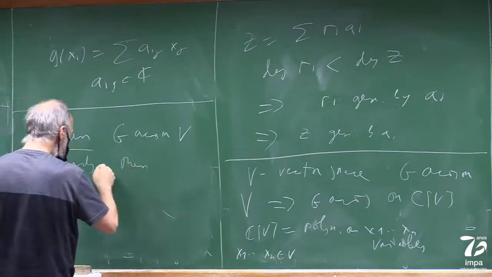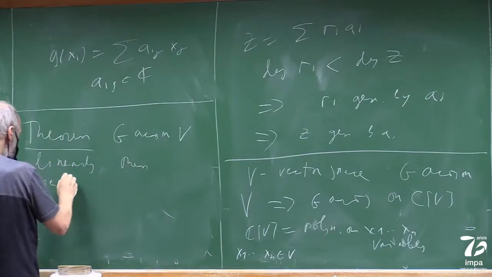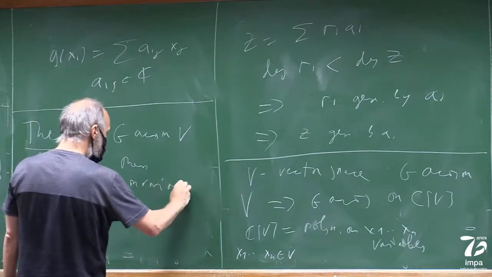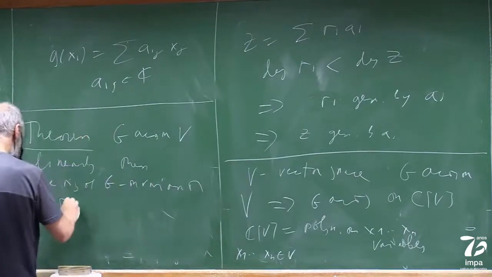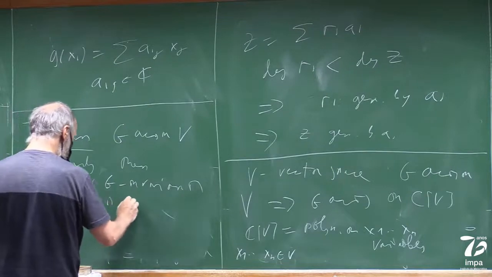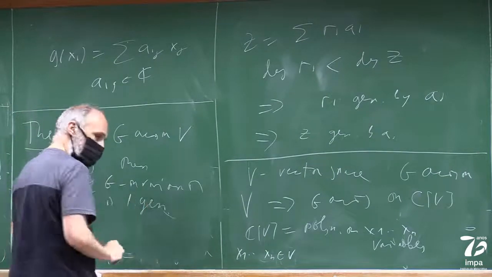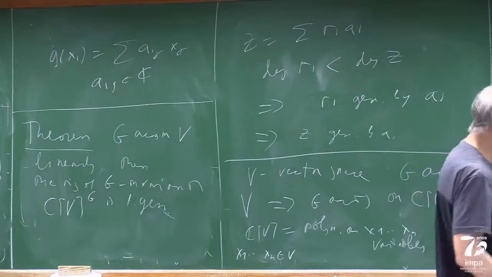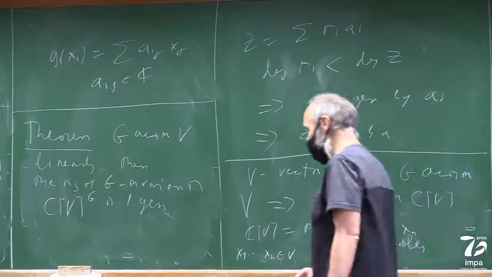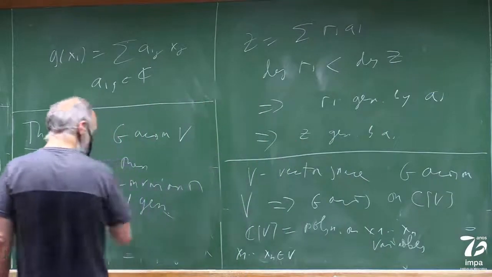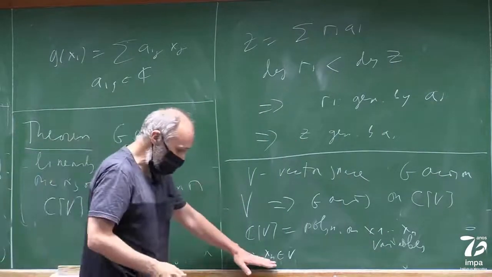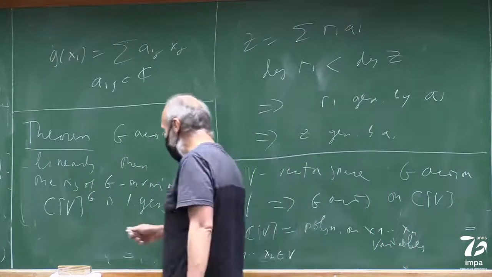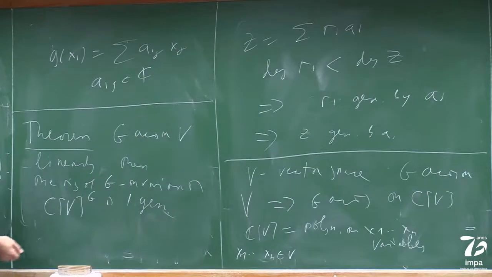Suppose that G acts on V linearly, then the ring of G invariants, C of V to the G, is finitely generated. Okay, one of the forms of this theorem pretty much everybody knows because it's a theorem about symmetric polynomials. If your G acts on the basis exchanging the variables, this is an example of linear action. And then the invariant part is symmetric polynomials.